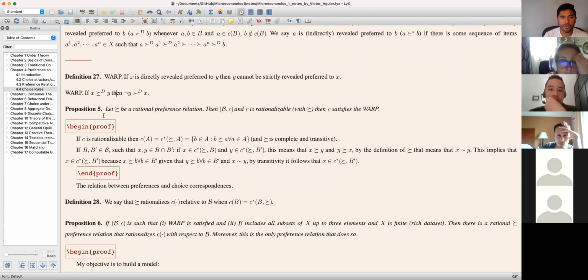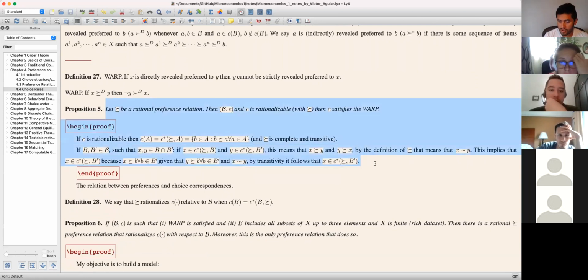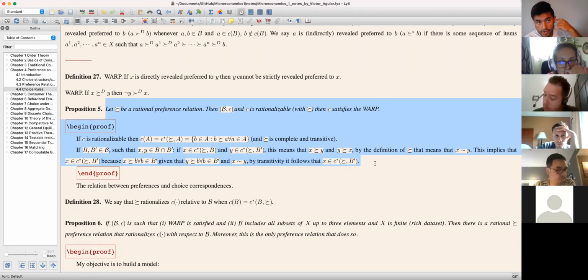But what I want you to stop now is to contemplate this result and to basically go back to our example. And what I'm telling you here is that if you have some data generated by a utility maximization model or rationality by a complete and transitive relation, then the data generated by that model will satisfy at least the weak axiom of revealed preference, right?